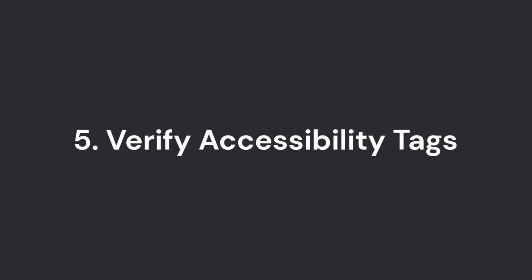Number 5, verify accessibility tags. Ensure all frames in your template have the appropriate tags attached to them. Header should have a header tag, navigation should have a navigation tag, button should have a button tag, footer should have a footer tag, sections should have a section tag. Any frame inside the section should have a div tag. Ensure no frame in your template misses a proper tag attached to it.